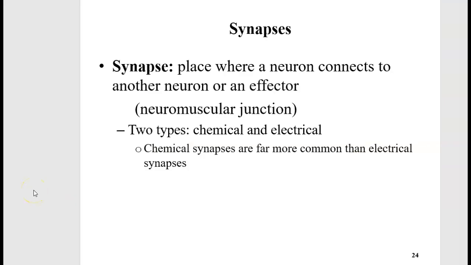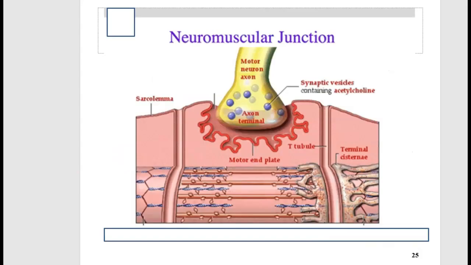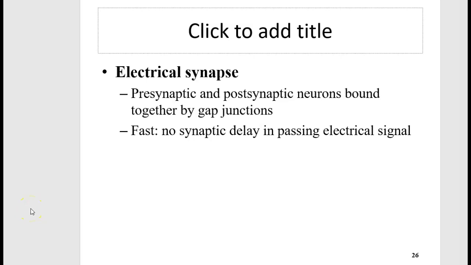A synapse is a place where a neuron connects to another neuron or an effector. For instance, we saw a synapse with the neuromuscular junction. The neuromuscular junction was a synapse of a motor neuron axon with the motor end plate, part of the sarcolemma of a muscle fiber. So this was considered to be a synapse. And here is the synaptic cleft. An electrical synapse is going to be a synapse between two neurons where there are gap junctions between them. Remember the communicating junctions. Very quick with no synaptic delay because the cell membranes are actually attached to each other.